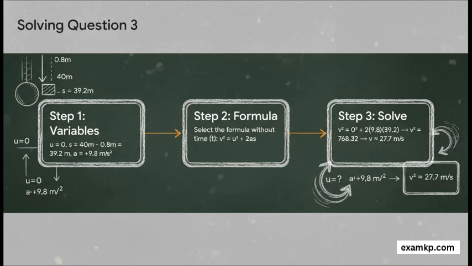It fell from 40 meters, but it stopped on a platform at 0.8 meters, so the total fall was 39.2 meters. Initial velocity u is 0, of course, and a is a positive 9.8. We need the final velocity v, and notice we don't have time. This is a perfect job for v squared equals u squared plus 2as. We substitute, solve, and find the velocity is approximately 27.7 meters per second.